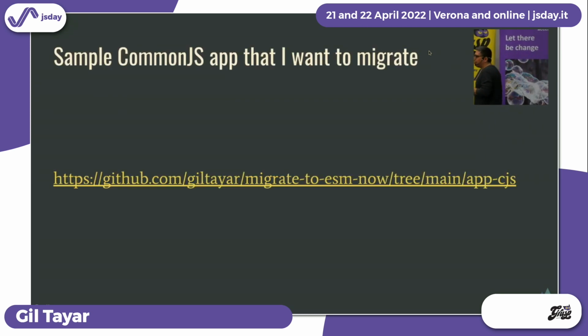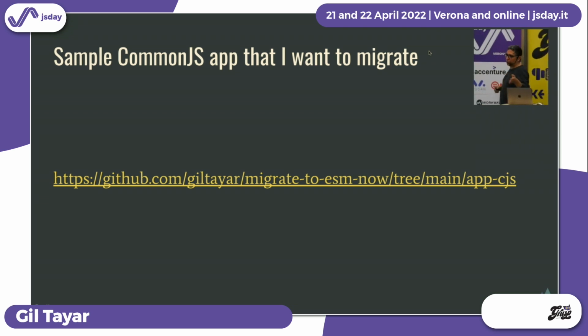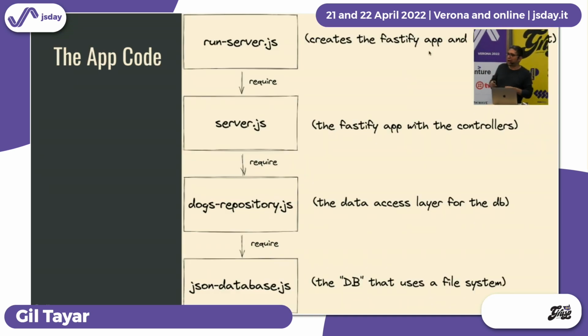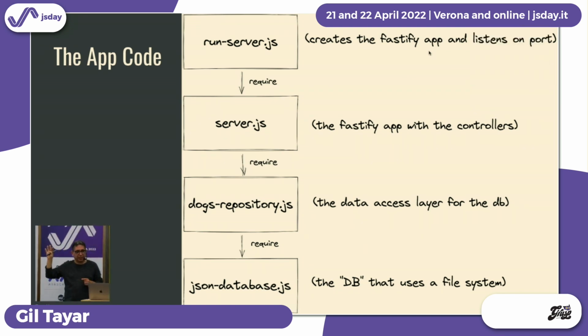I'm writing an app. By the way, all the code you're seeing here, and examples of ESM, CommonJS, all that, you can find in my GitHub. At the end, if you want, you can photograph the link to the GitHub. So this is the sample CommonJS app. It's basically 4 files. It's a service. It's a microservice. Dogs, something, whatever. Run server creates the Fastify. I do not use Express. I use Fastify. It creates the Fastify app and listens on the port.